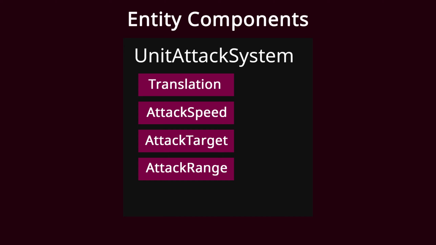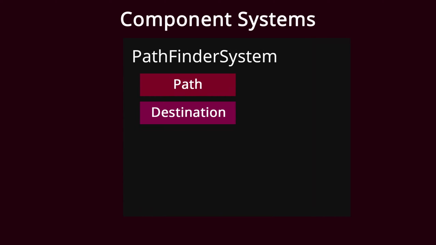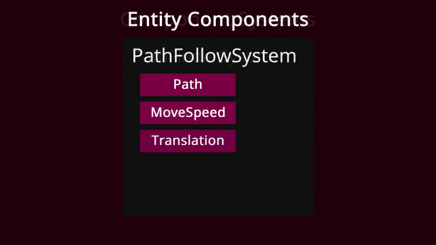The system works fine for targets that are in range, but when a target is out of range, it needs to do something else. This is achieved by adding another component to the entity, the move to attack component. Entities with this component will trigger the pathfinding system to find a path to the target. The pathfinder system looks for any entity with the destination component and does not have a path component. It will calculate a path and move the unit along it.